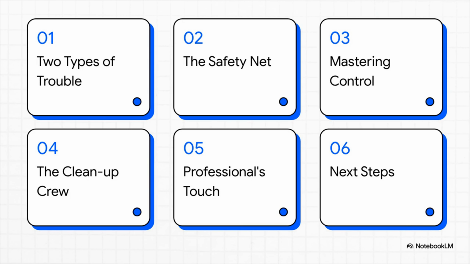So, here's our game plan. We'll kick things off with the two main types of trouble you'll run into. Then we'll build our safety net with try and except. After that, we'll master the flow, meet the finally cleanup crew, and cap it all off with the pro move, creating our very own exceptions.